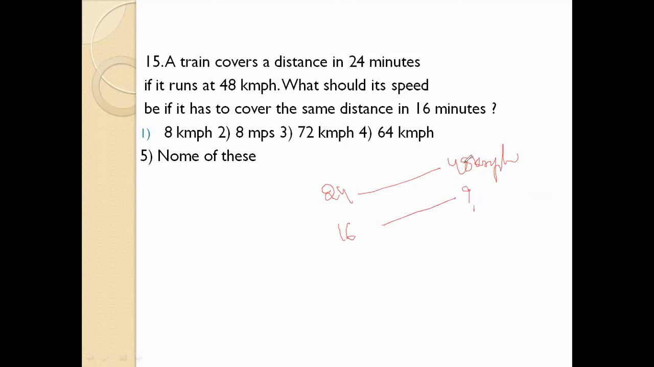So at 48 km per hour it covers the distance in 24 minutes. To cover the same distance in only 16 minutes, the speed must increase, so the speed is more than 48. This value increases, this value decreases, which means indirect proportion. 24 into 48 equals 16 into question mark. 16 1s are 16, 16 3s are 48. So 72 kilometers per hour. Option number 3 is the right answer.